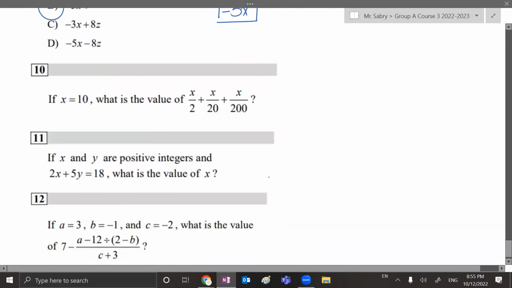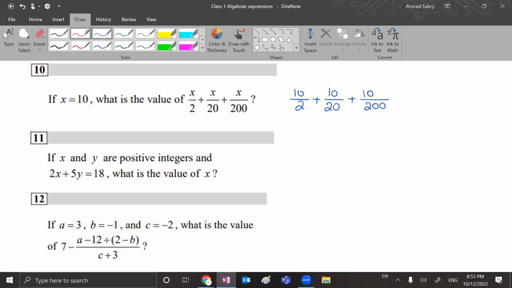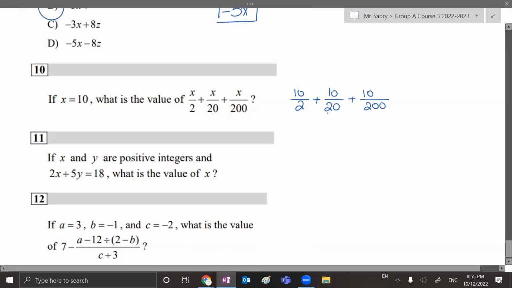If you check number 10, if x is equal to 10, then what is the value of this? It's one of the easy ones. Just on a calculator, start substituting x with 10 and add all of those together, and it should give you your answer right away. Or if this is without a calculator for any reason, just remember that I need to make the bases all equal to each other.